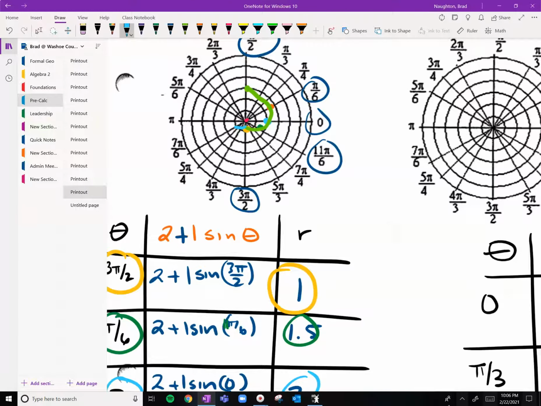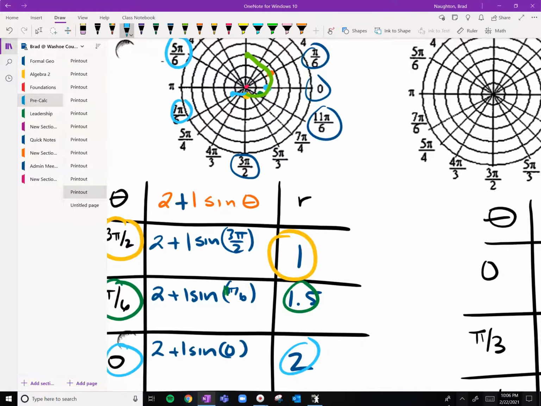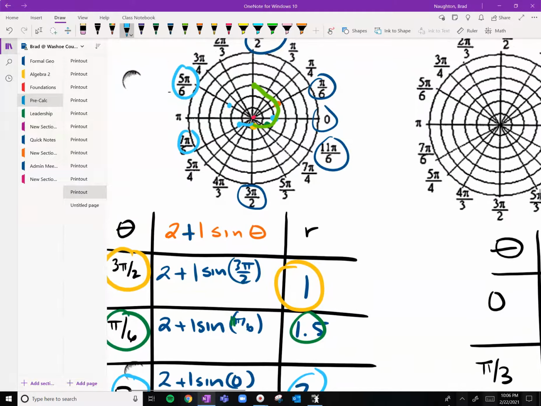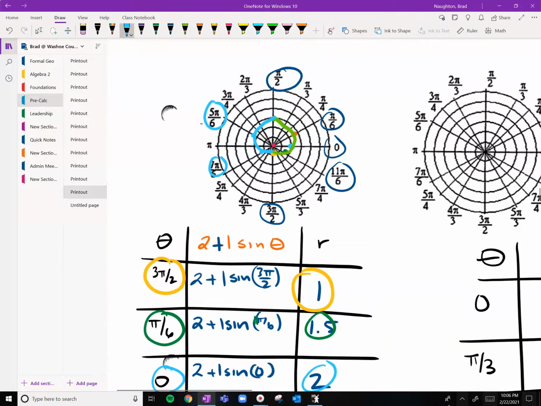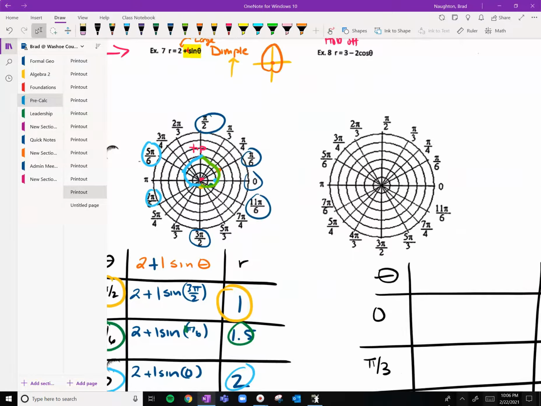So we'll go ahead and go to 1.5. That should be right here. And then we'll fill in our dots here. There we go. Okay. Notice our pole is right here in the center and it's pointing up. So the tip of my limacon is on the top there. Okay. All right. Thank you for sticking with me.